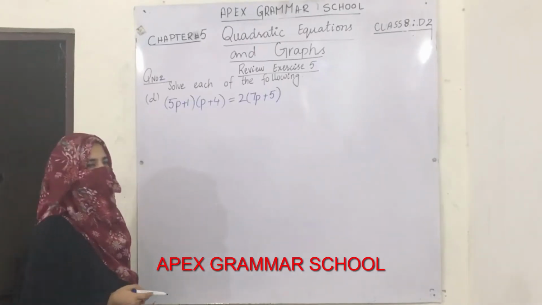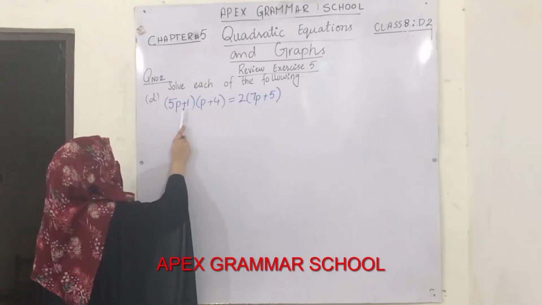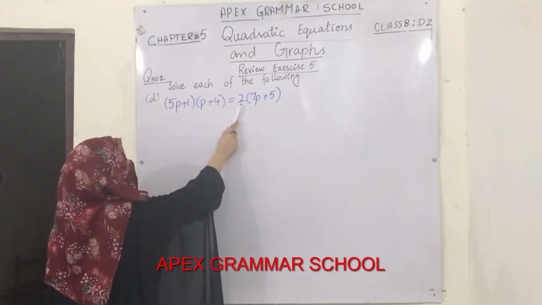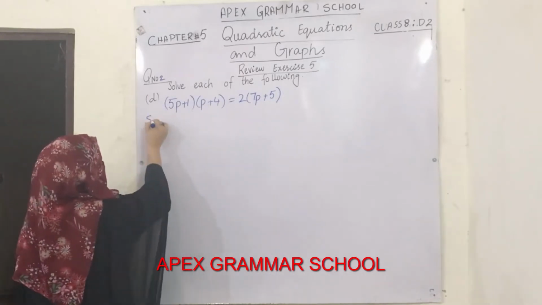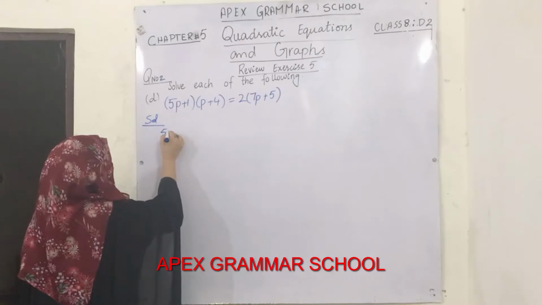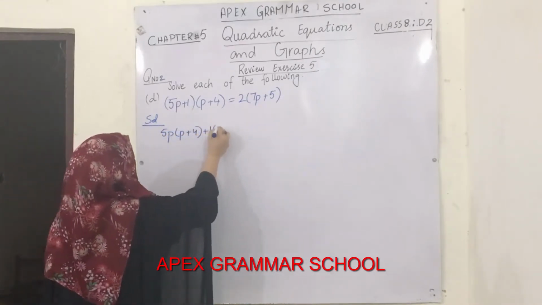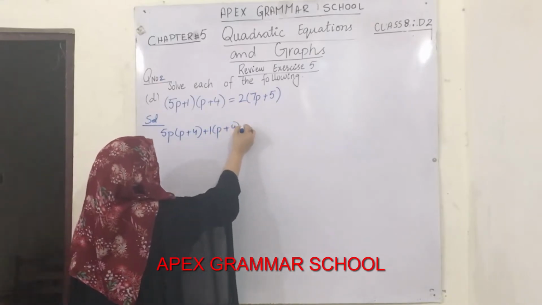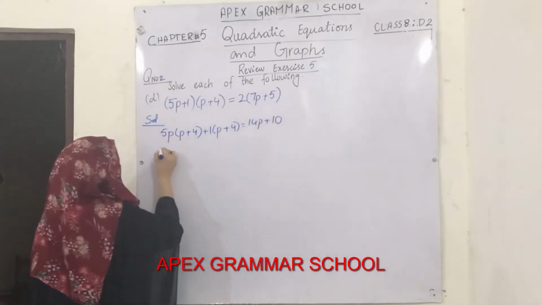Question number 2, D part. Solve each of the following. (5p + 1)(p + 4) = 2(7p + 5). First I am going to reduce this equation to a standard quadratic equation, for which I am going to simplify it. 5p(p + 4) + 1(p + 4) = 14p + 10.